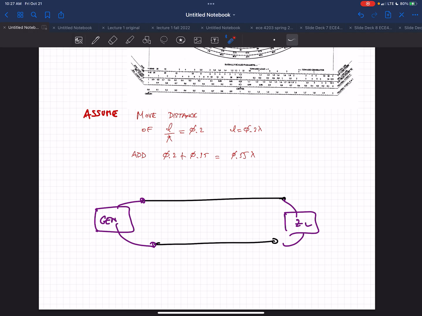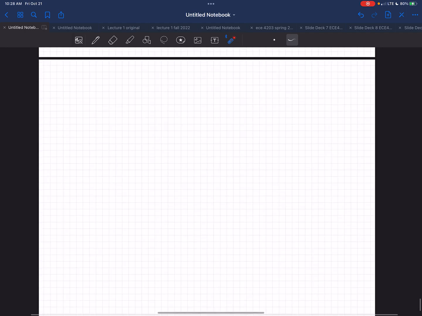Any other question? Clear? Okay, let's see what else I have. Okay, let's look at another application of the Smith chart.